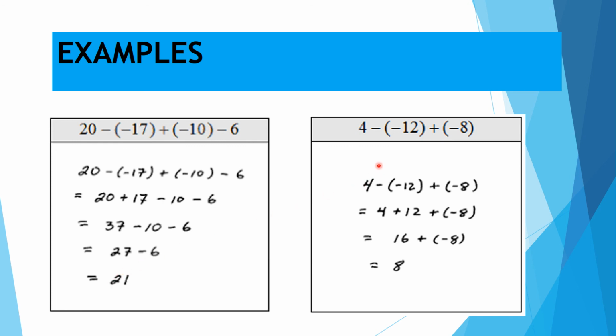Now let's see the next example. 4 minus minus 12 plus minus 8. 4 minus minus will become plus. So 4 plus 12, and plus minus will become minus. So 4 plus 12 minus 8, plus stays plus, minus stays minus. So 16 minus 8 will be 8.